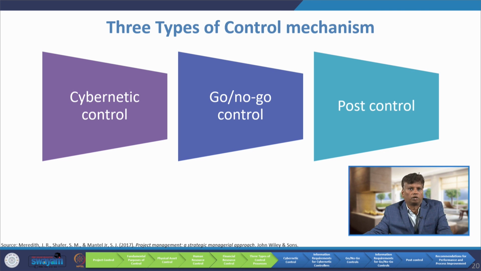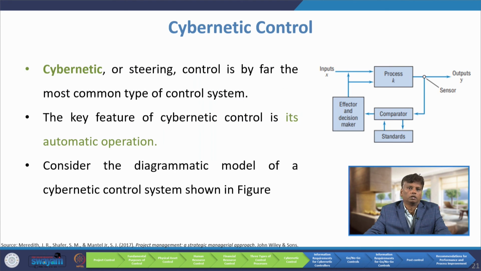Now, we will talk about the title of this lecture, three types of control mechanism. Beyond this point we are going to talk about three types. One is the cybernetic control, the second is go no-go control, and the third is the post control. What is cybernetic control? Cybernetic or steering control is by far the most common type of control system. The key feature of cybernetic control is its automatic operation. Consider the diagrammatic model of a cybernetic control system shown in this figure.